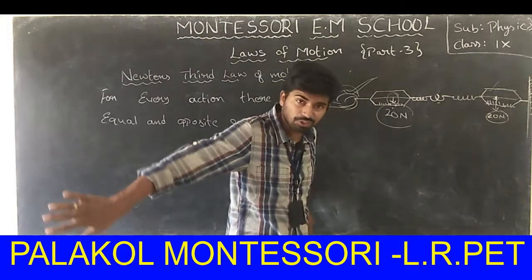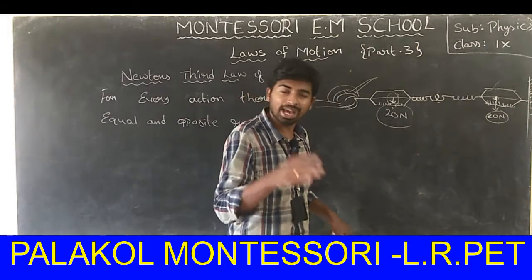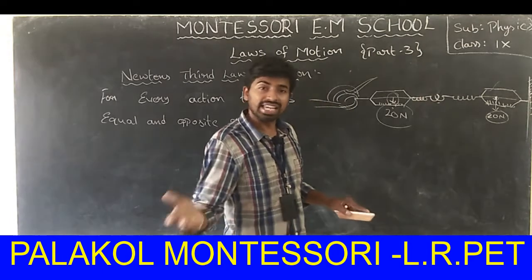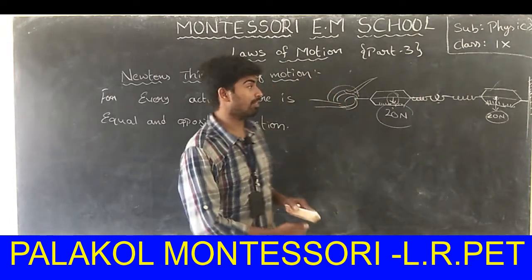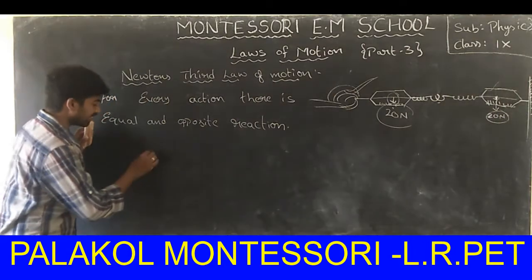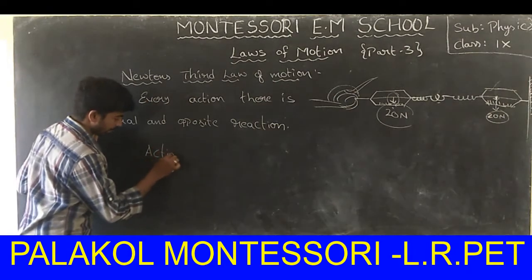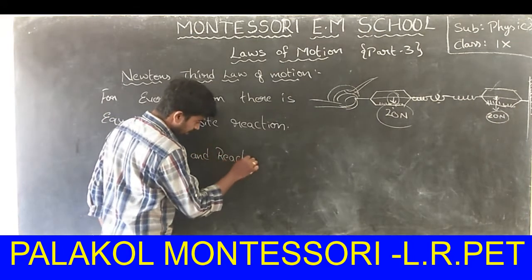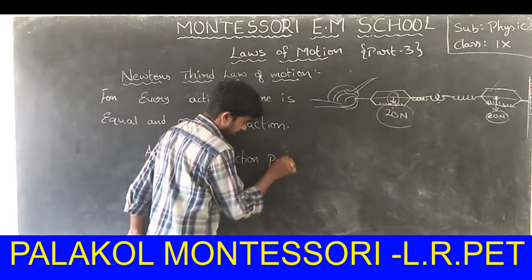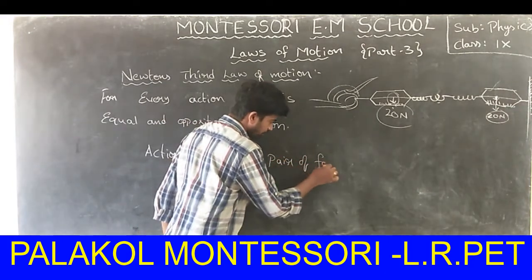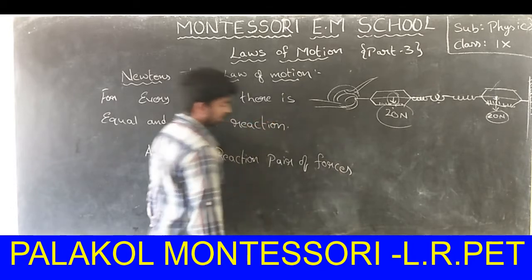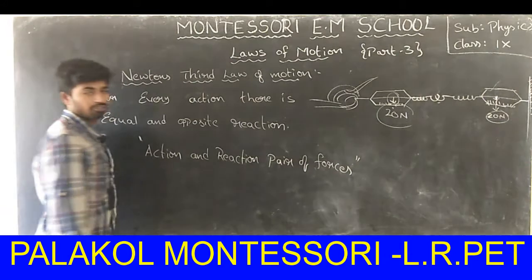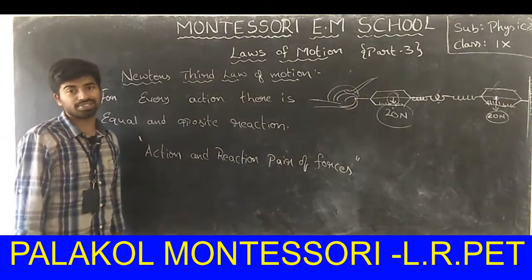So this is the action force. What is the action force? The bird applies a force on the air. What is the reaction force? The air applies a force on the bird. We call these forces action and reaction pairs of forces. So for every action there is an equal and opposite reaction.